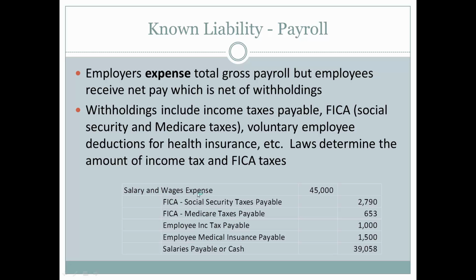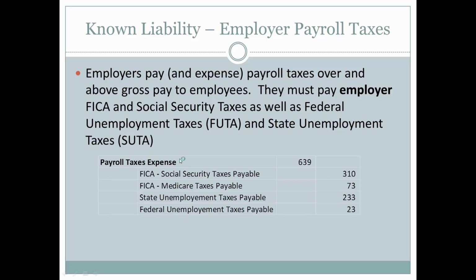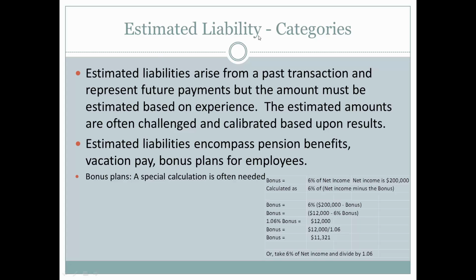So this was wages and salaries expense. This is payroll tax expense. So it's a separate calculation. So this will represent the employer's portion of Social Security taxes, the employer's portion of Medicare taxes, state unemployment taxes, and federal unemployment taxes. So estimated liabilities. Now let's switch categories from known liabilities to estimated liabilities.